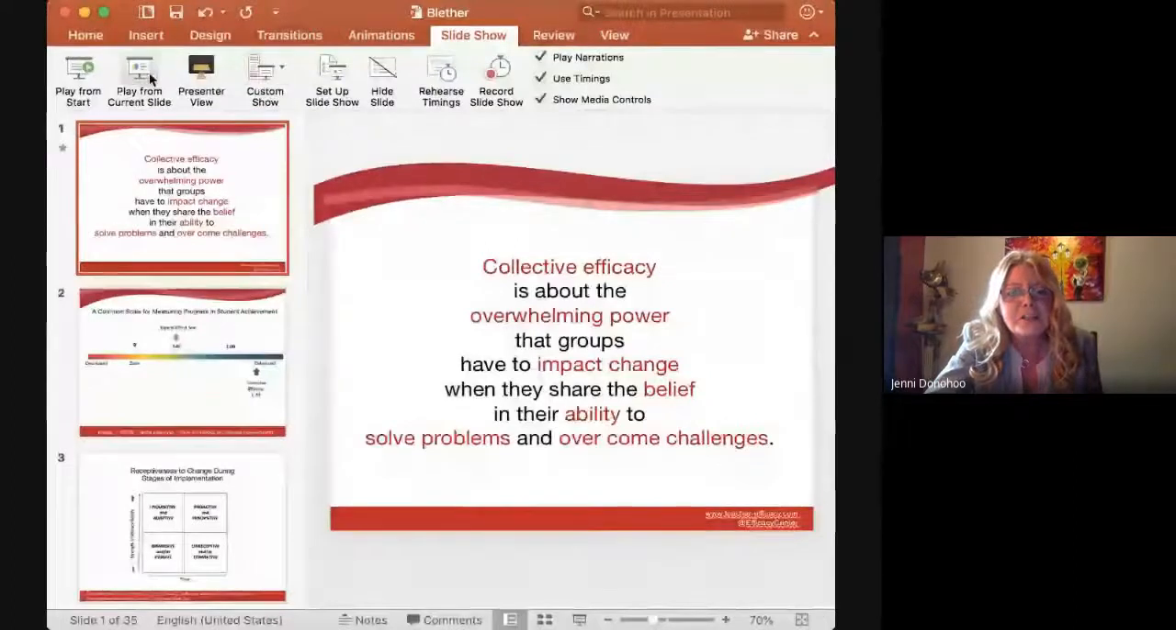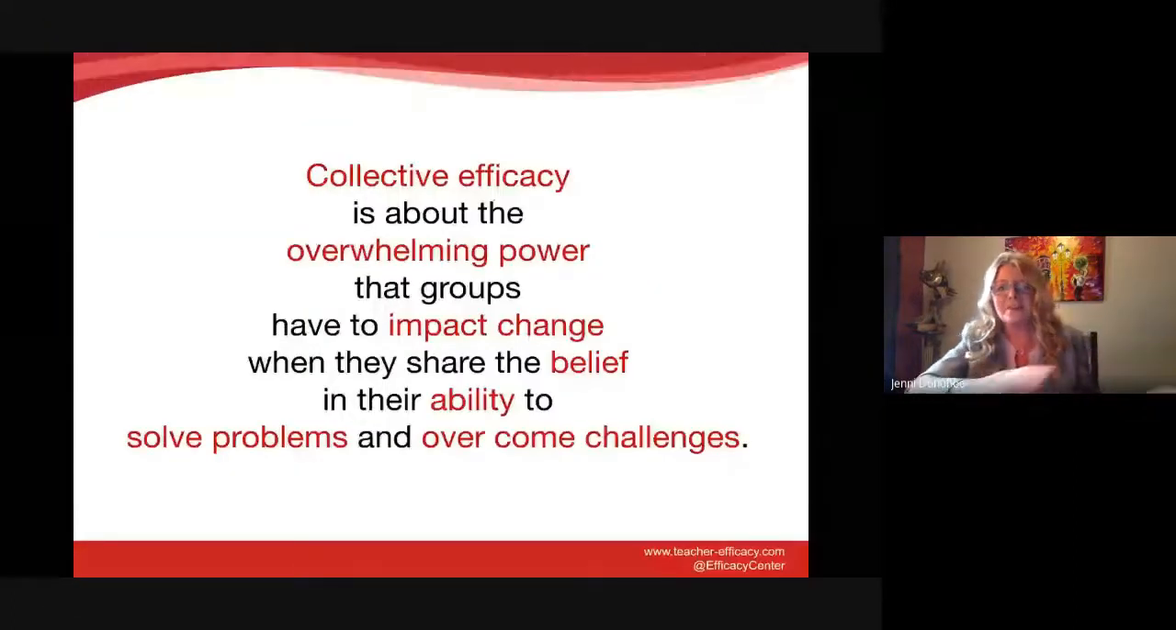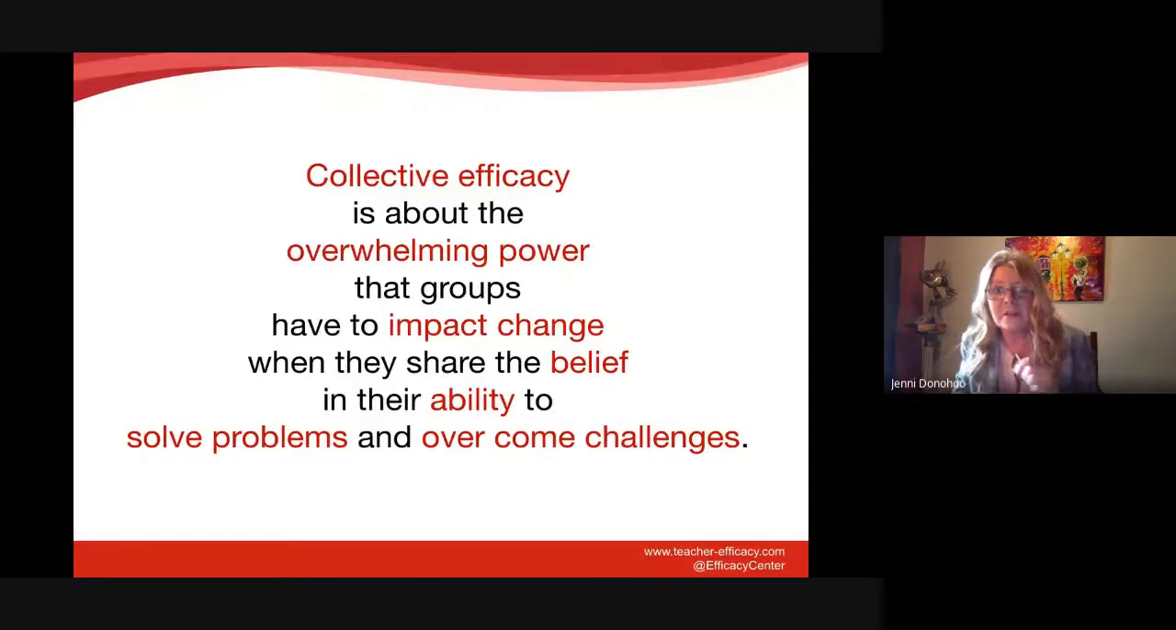So I'm going to present a quick little PowerPoint here. And I know once I go into presentation mode, I lose view. But again, I won't spend a lot of time on these slides. Annette already introduced the concept of collective efficacy. It's an idea, it's a belief system, a conviction that our combined efforts make a difference to students.